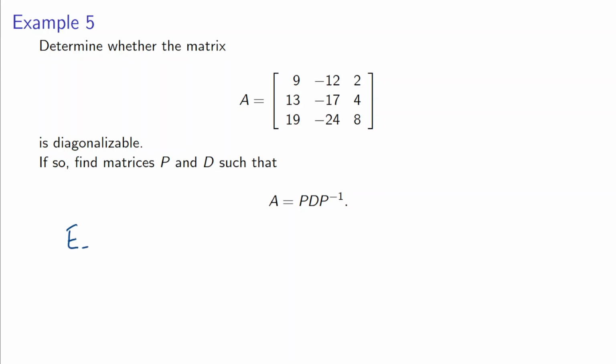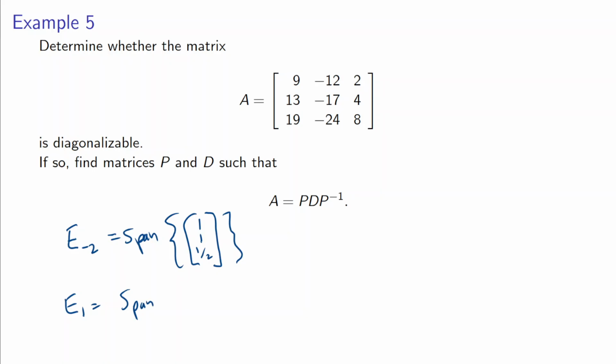We have E sub -2 is the span of, let's just keep the fraction maybe, 1, 1, 1/2. And then E sub 1 is the span of 1, 1/2, -1. Okay. Again, we do not have enough. We would need 3 linearly independent eigenvectors here. So in order to have a basis of eigenvectors for R3, we do not have that. So in this case, A is not diagonalizable.